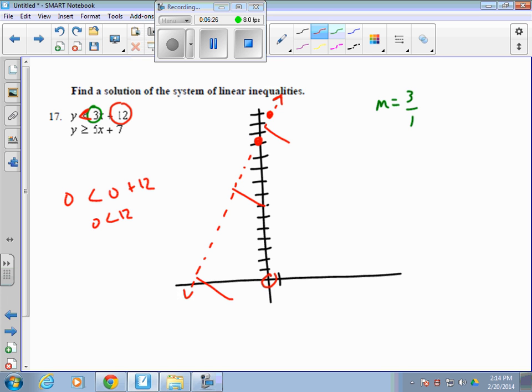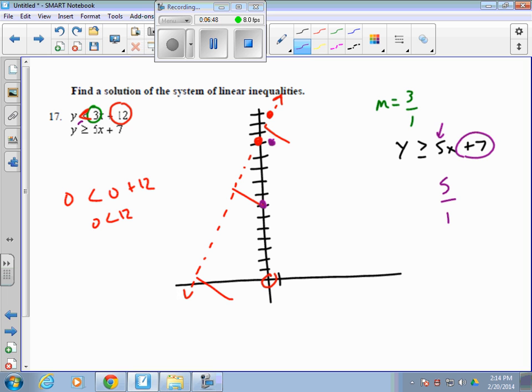The other inequality says y is greater than or equal to 5x plus 7. Your b value tells you to begin at 7. That's here at 7. Your m value is 5, which is over 1. Go up 5 and over 1.